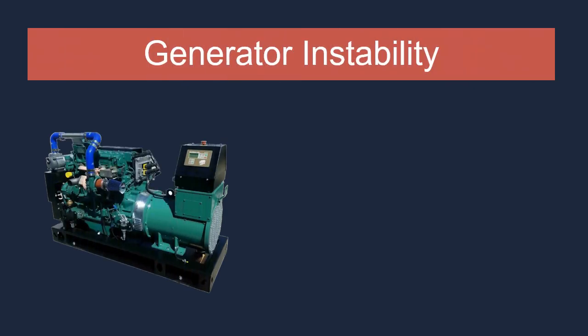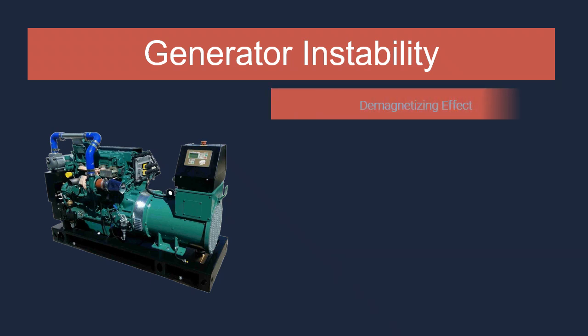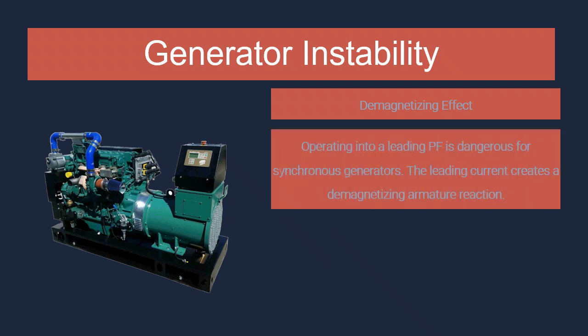Generator instability. Perhaps the most critical issue is the threat to power generation equipment. Operating a synchronous generator into a leading power factor creates a severe demagnetizing effect in the machine's armature. This requires the generator's automatic voltage regulator, AVR, to aggressively reduce the field excitation current.